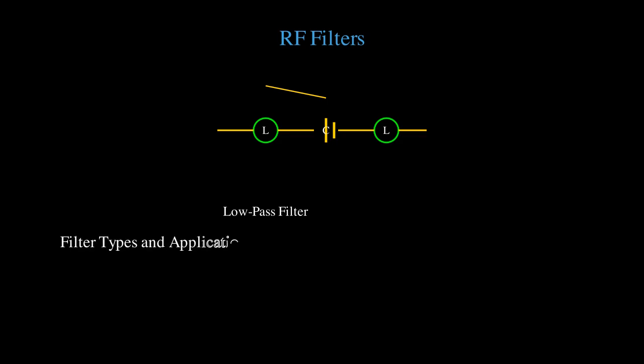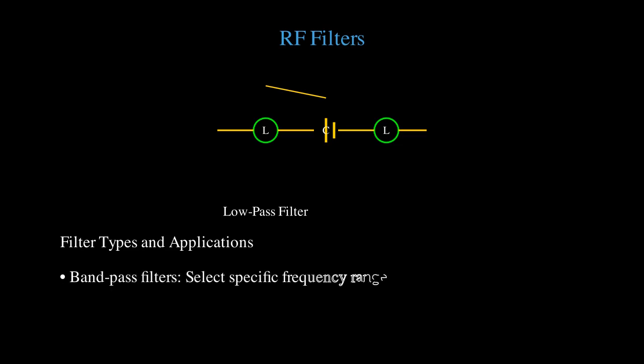Low-pass filters allow frequencies below the cutoff to pass while attenuating higher frequencies. They're used to remove harmonics and prevent interference. High-pass filters do the opposite, passing high frequencies and blocking low frequencies. They're used to block DC and low-frequency noise.